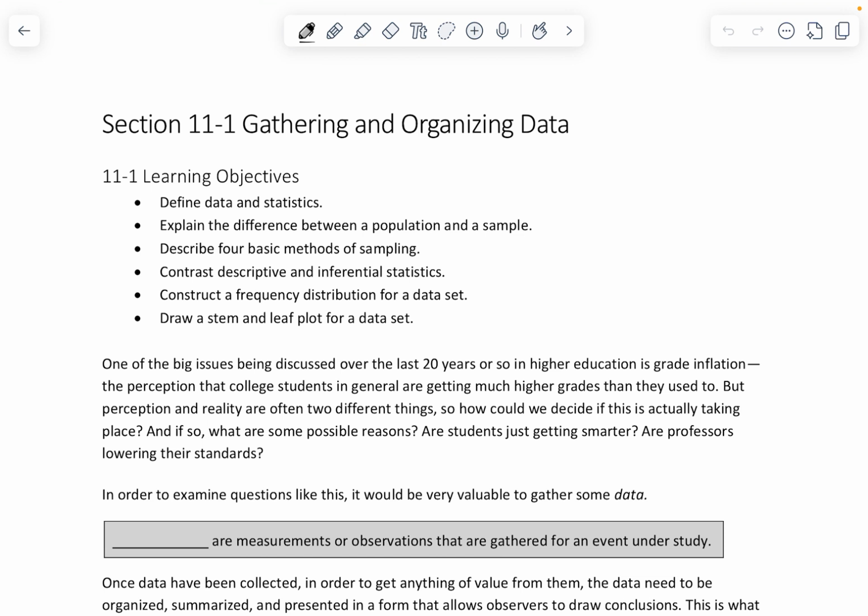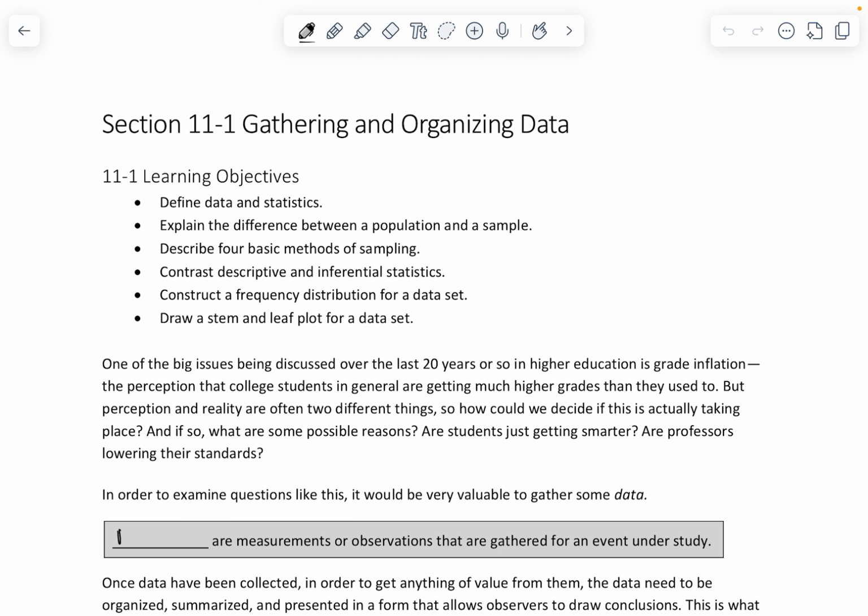So let's get started. One of the big issues being discussed over the last 20 years or so in higher education is grade inflation. The perception that college students in general are getting much higher grades than they used to. But perception and reality are often two different things. So how could we decide if this is actually taking place? And if so, what are some possible reasons? Are students just getting smarter? Are professors lowering their standards? In order to examine questions like this, it would be very valuable to gather some data.